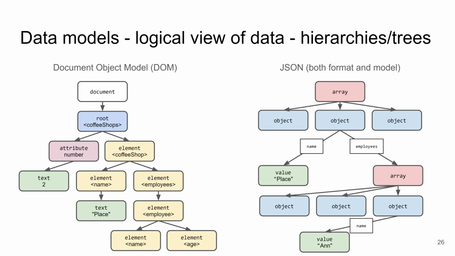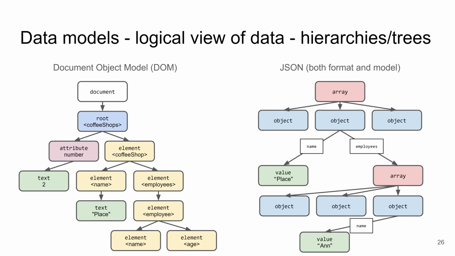So for instance, here we have a top level array which contains an object which has a property name with a value place, and it has a property employees with a value which is also an array, and the array again has objects and so on. So this is a different hierarchy or tree type that we might choose as a data model for our data.